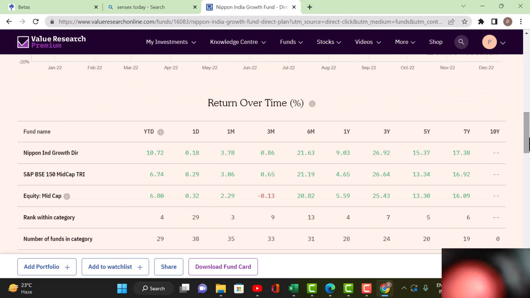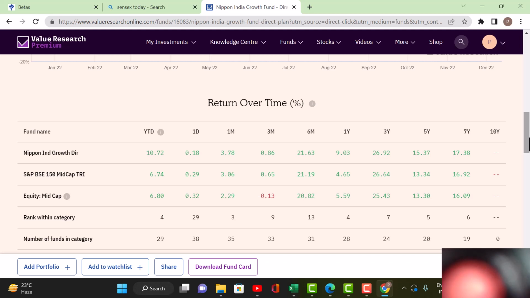Okay, look at this. Fine, it is not giving the Sensex, but the benchmark is S&P 500, 150 mid cap. So basically, we have taken a mid cap fund. In the 7 years, what is the kind of return the mid cap index is giving you? 16.92% in the 7 years. This fund has given you 17%.